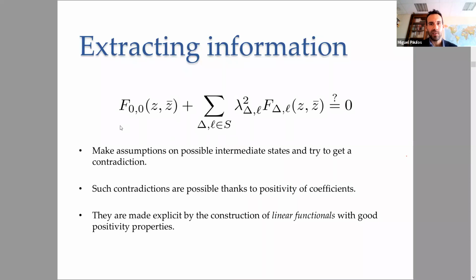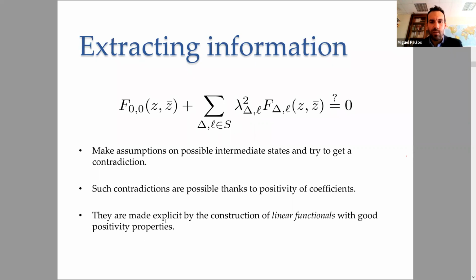So let me go back to the simplest example. Let us suppose that we restrict the quantum numbers that can be exchanged to some set, which I call S. And now we ask, are there solutions to the crossing equation? Are there any consistent solutions? So what we do is we make these assumptions and then try to get a contradiction with this equation. These contradictions will be possible because these coefficients lambda squared are positive. They are positive for unitary theories, because the lambdas can be chosen real.